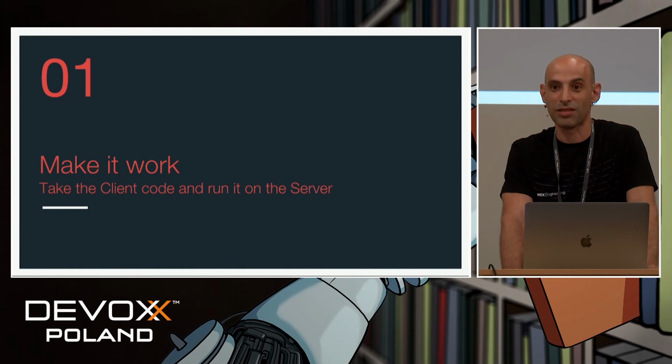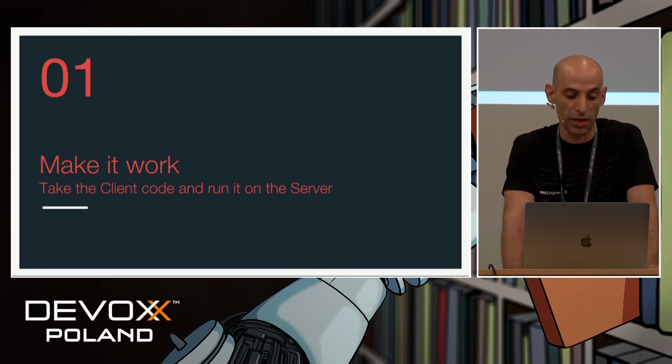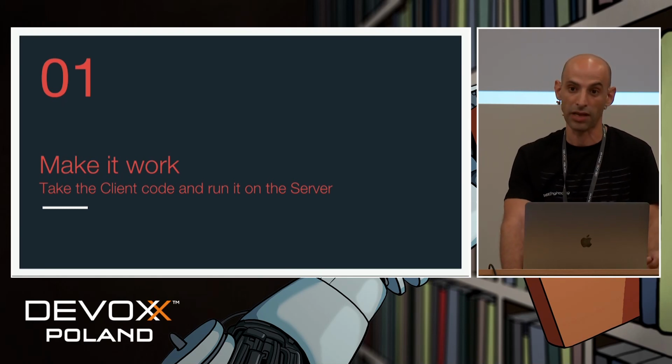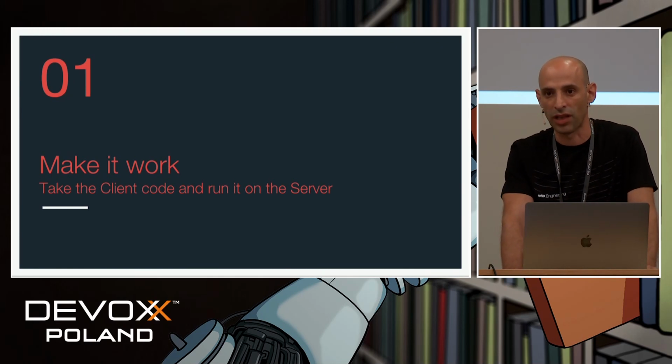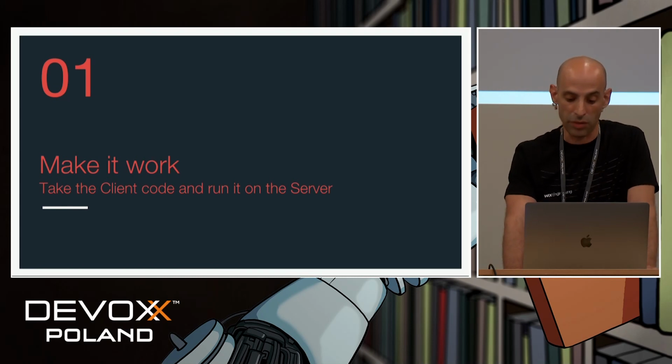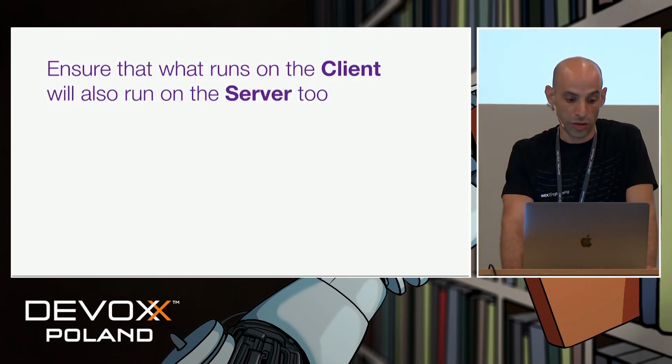So let's go through some of the tasks that we did in order to make it work. The first thing was to make it work. We had to make the client code, and our client code has a couple of million lines of code, maybe 10 million lines of code, run on the server. So how do we do that? What are the issues that we hit?